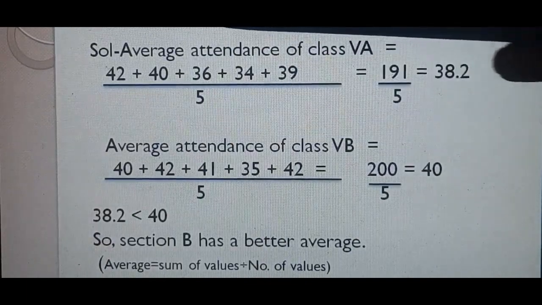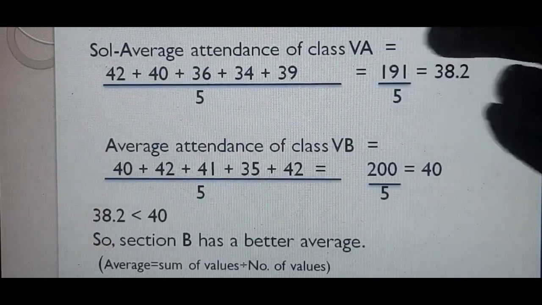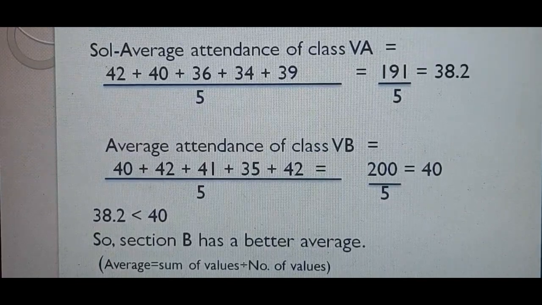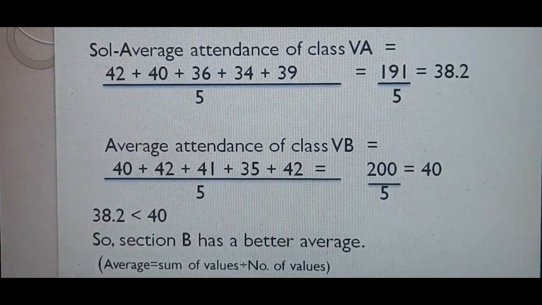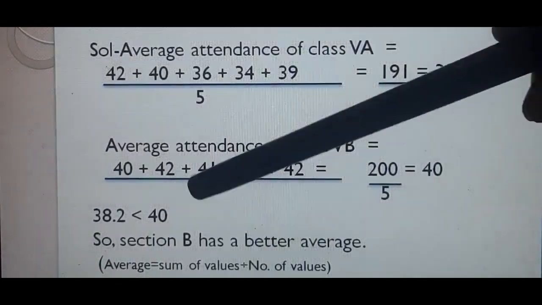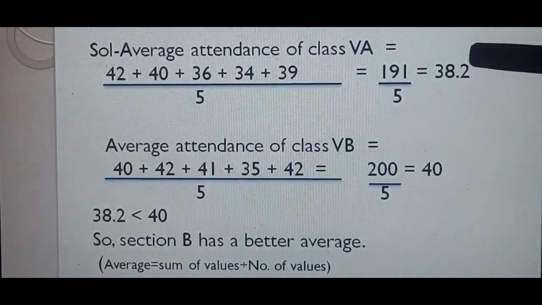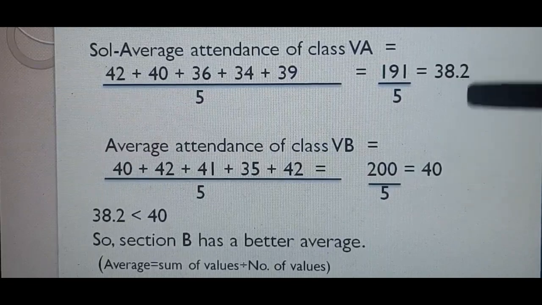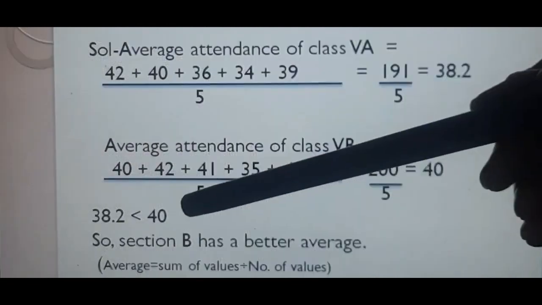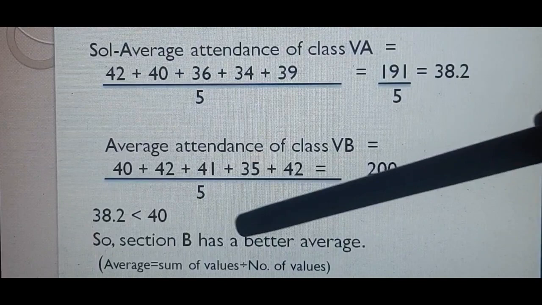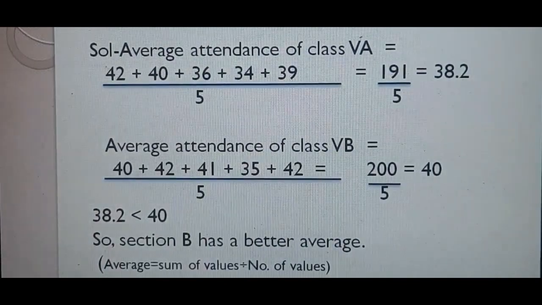Now we have to do a comparison, because it is asked which section has the better average. 38.2 is less than 40. When we compare 38.2 and 40, 40 is greater. So section B has the better average. Right?